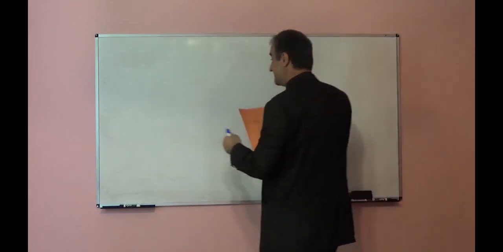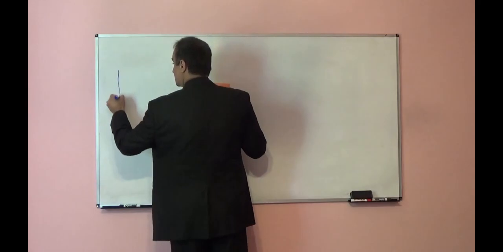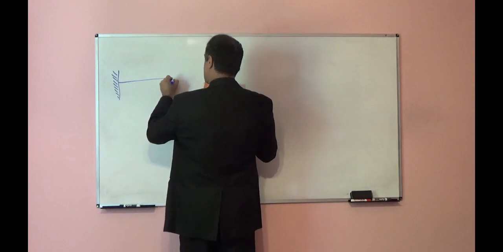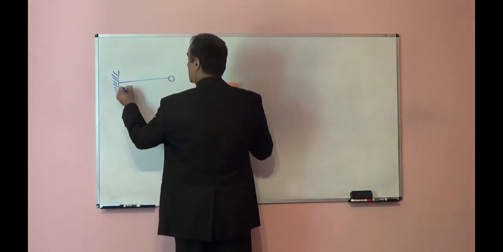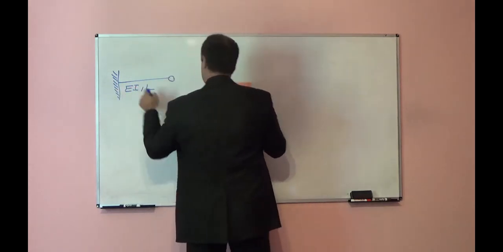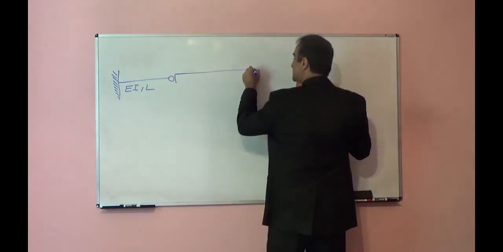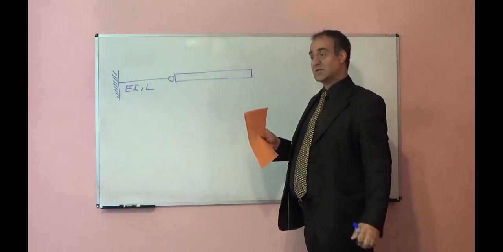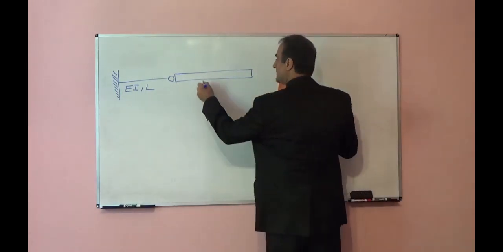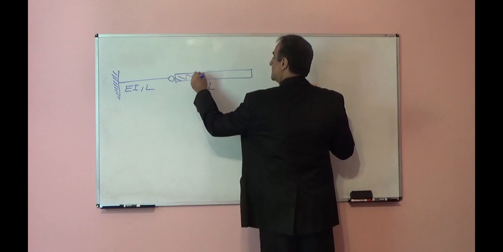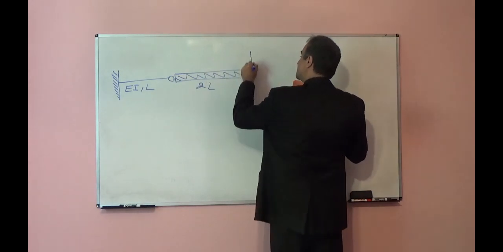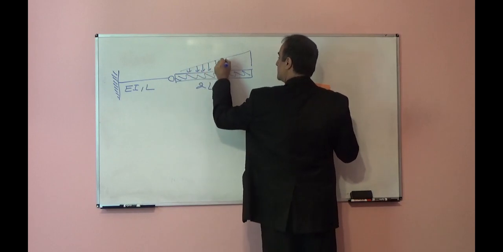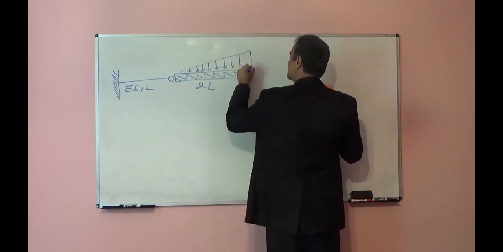Next one. We have this system, this structure. EI, L. This part is rigid. Rigid means EI goes to infinity, no bending deformation. The length is 2L. It is subjected to one distributed non-uniform load. The shape is a triangle.